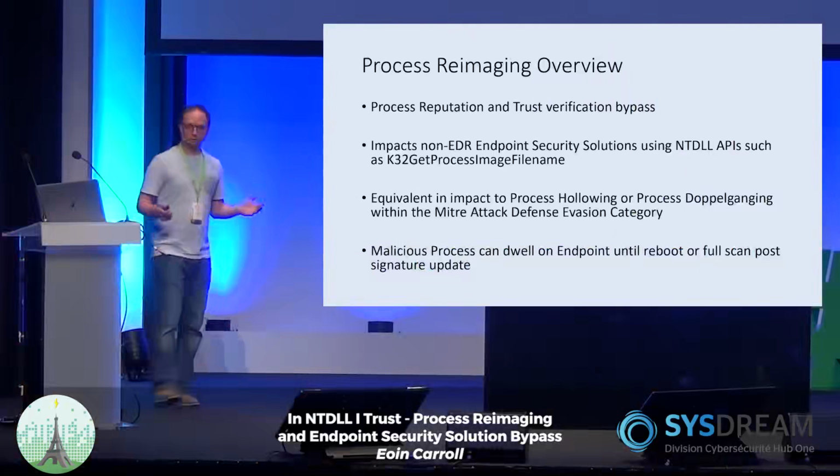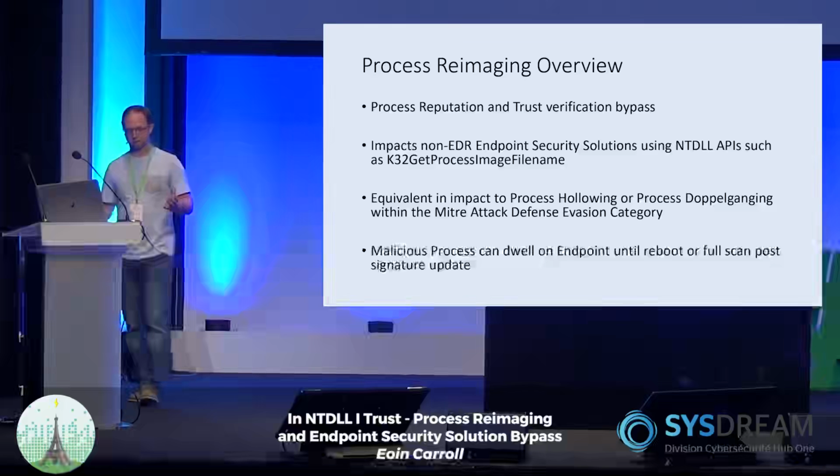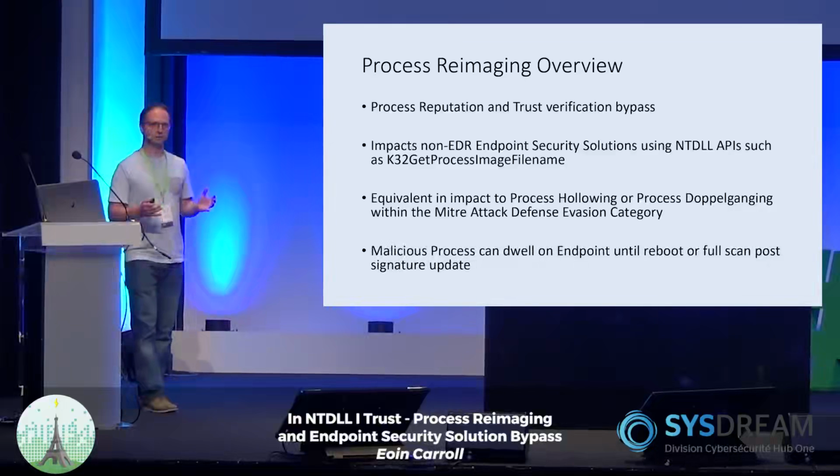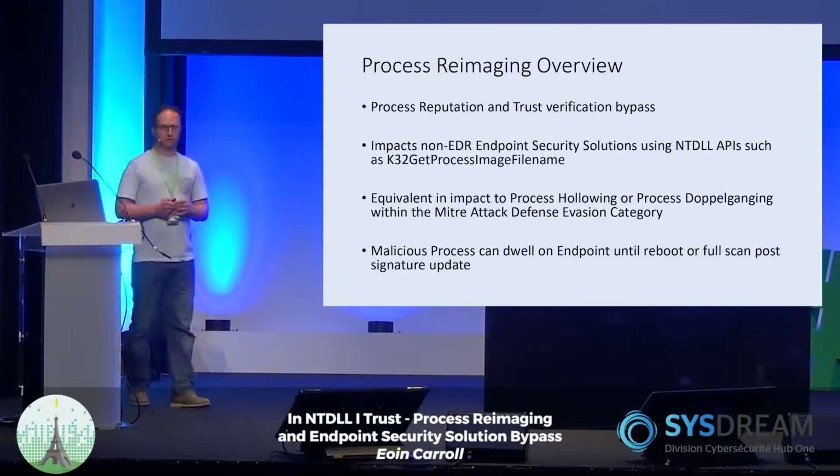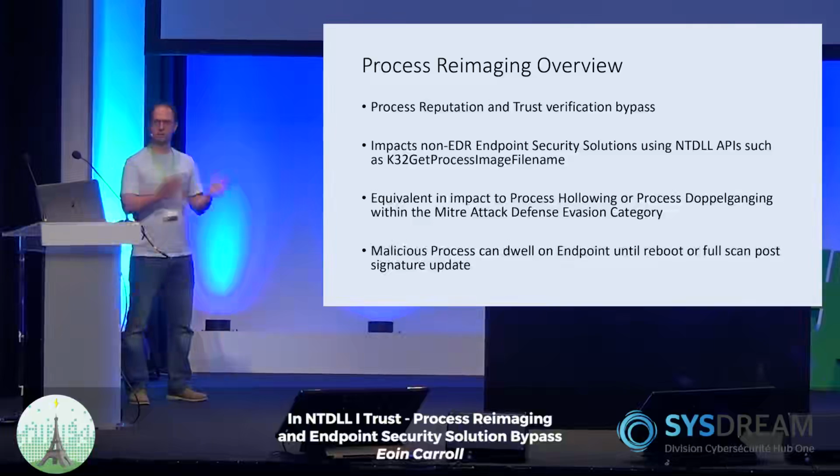So to give an overview of what process reimaging is exactly, it's exactly what the name says. It takes a process and reimages it, and associates the process with a different file on disk. And if you think about an endpoint security solution, why does that matter?